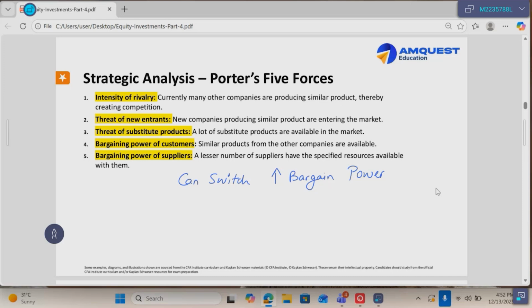So it is very easy. If consumers can easily switch between the products, the bargaining power is very high. Again, example, Zomato and Swiggy. I have taken this example on purpose because a lot of you will be able to relate to it.